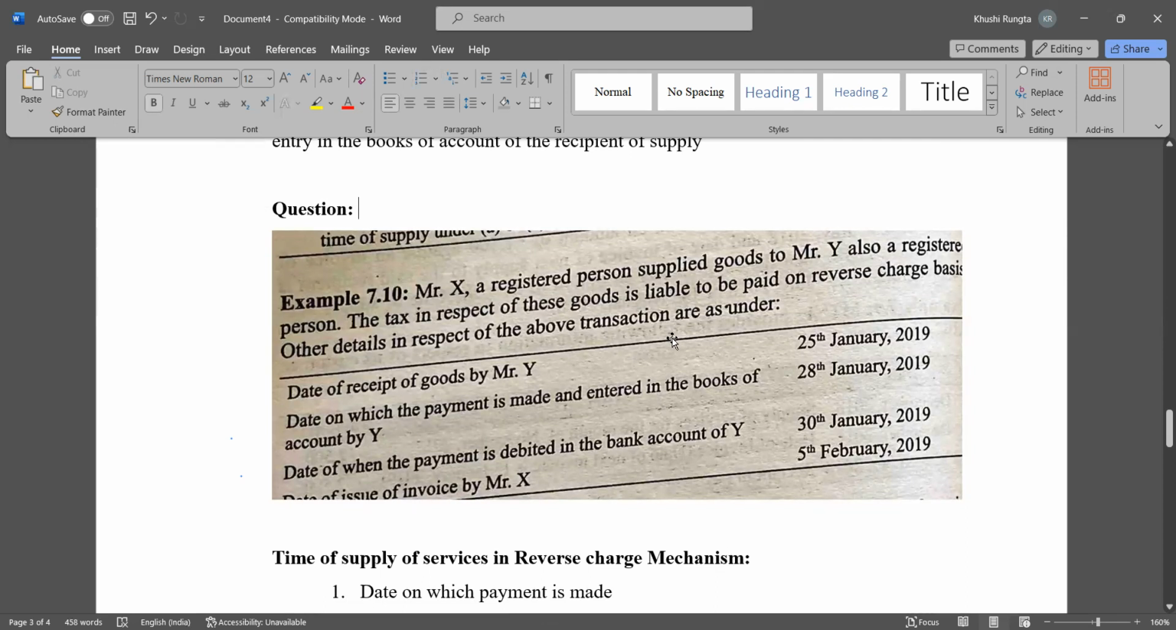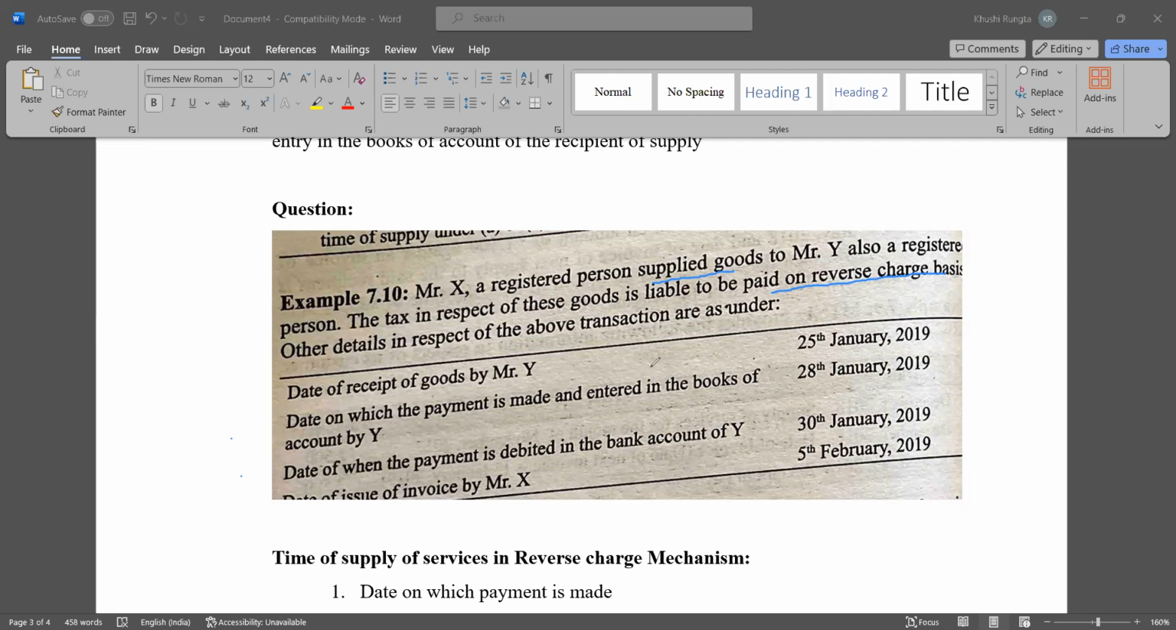What does this question say? Let's read. It says, Mr. X, a registered person, supplied goods to Mr. Y, also a registered person. The tax in respect of these goods is liable to be paid on reverse charge basis. So it is clearly mentioning that it is a supply of goods and it is on reverse charge basis. Other details in respect to the above transaction are as under.